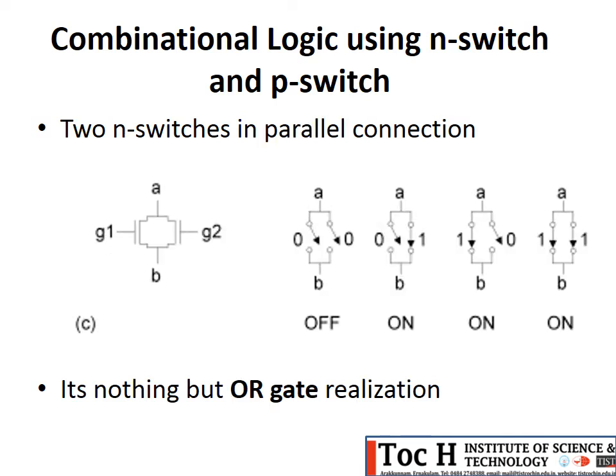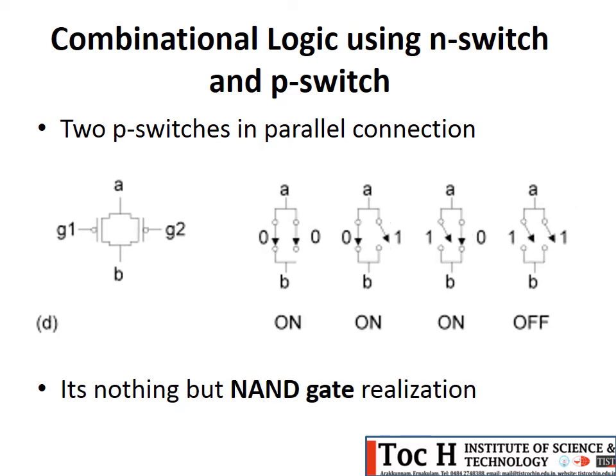Next comes two N switches in parallel connection. When we connect two switches in parallel connection, you can see only for the first condition the input is not connected to output. For all the rest of the conditions, either one of the paths is connected from A and B, and for the last condition, both the paths are connected from input to output. So this actually realizes the OR gate.